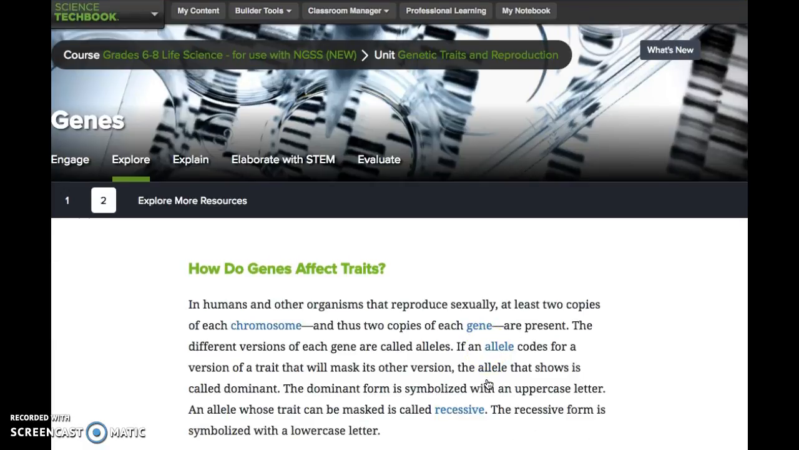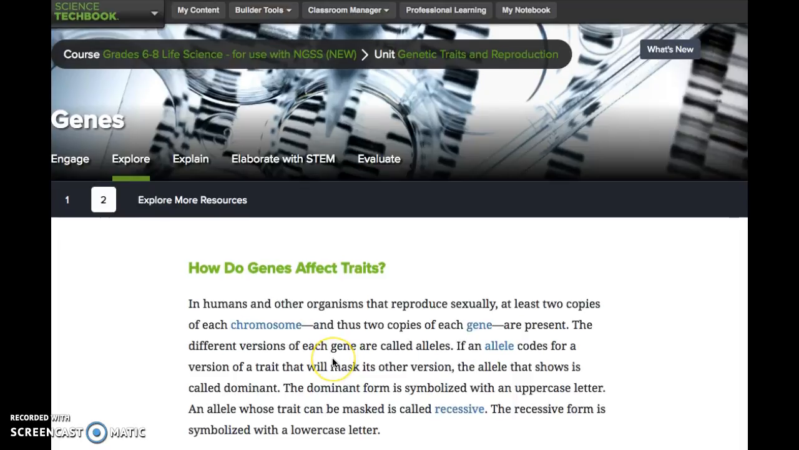So, we're talking about genes. You have 2 copies of each gene. How does that directly affect your traits? Well, in all organisms that have sex and reproduce that way, because there's different kinds, we'll talk about that later, you get at least 2 copies of each chromosome, and therefore 2 copies of each gene are present. The different versions of each gene are called alleles. Alleles means genes, it's just an individual copy.